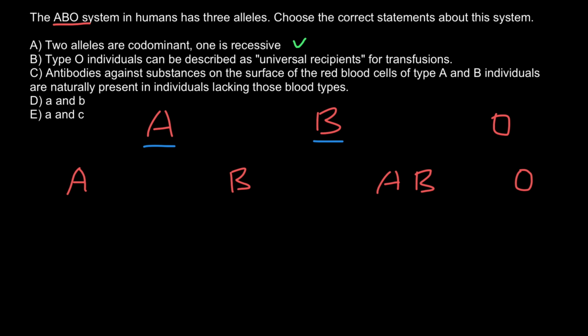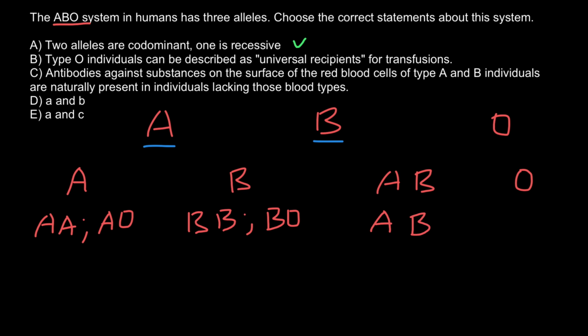2 genotypes make blood group A. One genotype is capital A, another capital A O. Blood group B also is made by 2 genotypes, capital B, and B O. Blood group AB is made by only 1 genotype AB, and blood group O also made by 1 genotype O. So 3 alleles can produce 4 blood groups, which is made by 6 genotypes.